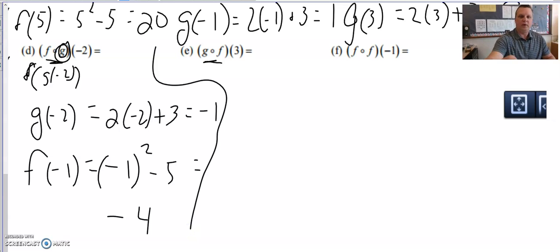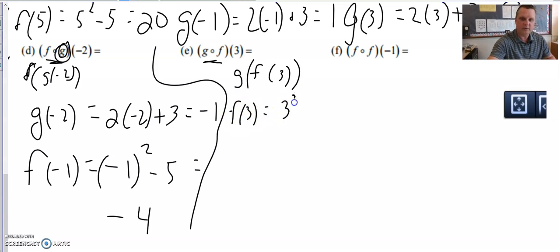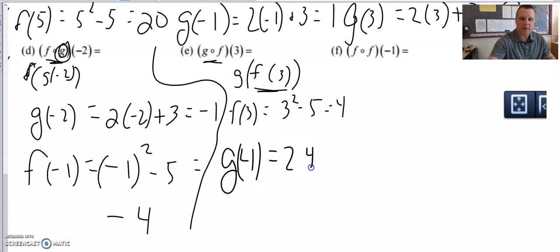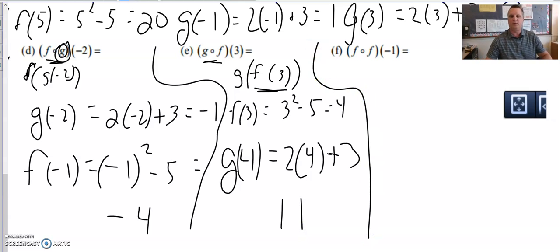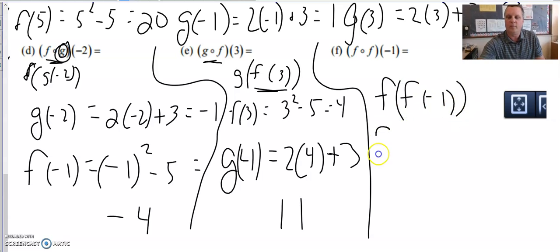So here we are again, g of f of 3. If you want to make it look like the previous one, we do f of 3 first. So we have 3 squared minus 5, which is 4. And so now we have g of 4, which is 2 times 4 plus 3, and it gives me 11.